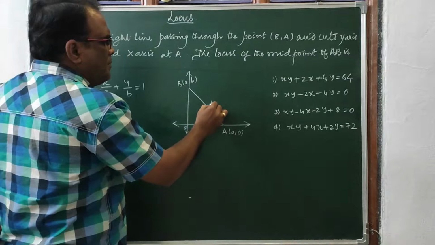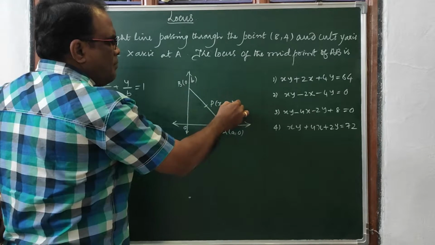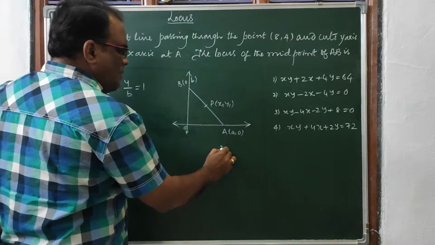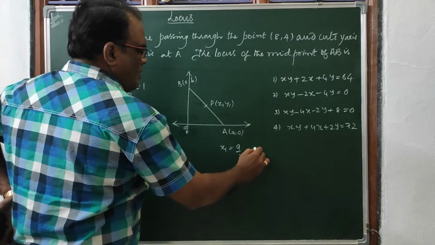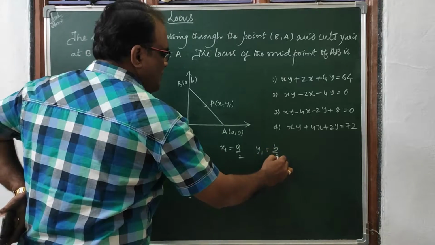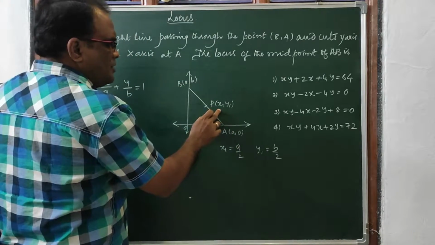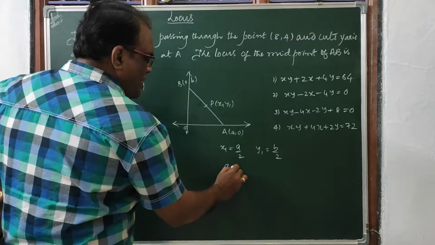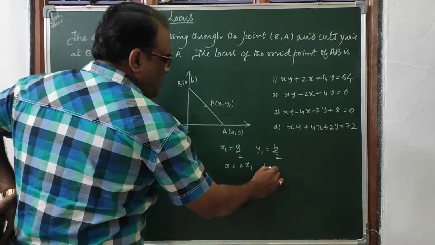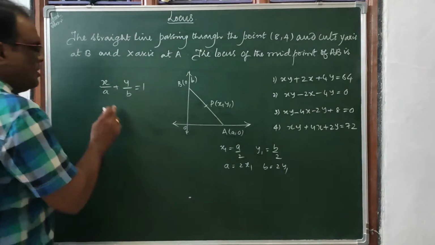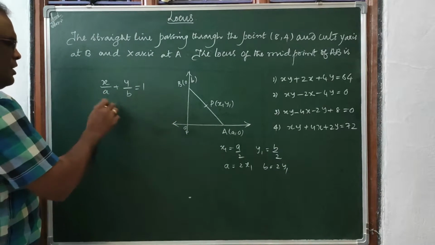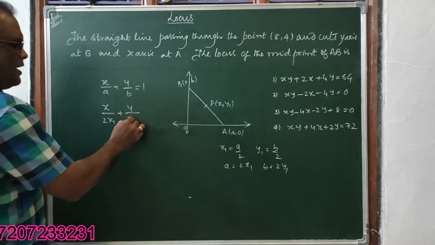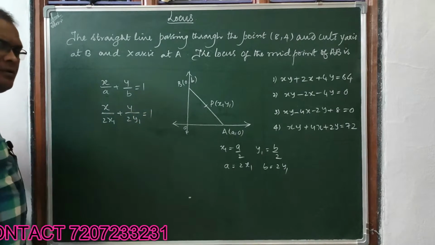The locus of the midpoint means let P(x1, y1) be the midpoint of AB. Then x1 is equal to A/2, y1 is equal to B/2. A plus 0 by 2 is x1, 0 plus B by 2 is y1. So you have A is equal to 2x1, B is equal to 2y1. So here instead of A, B, you substitute x/2x1 plus y/2y1 is equal to 1.